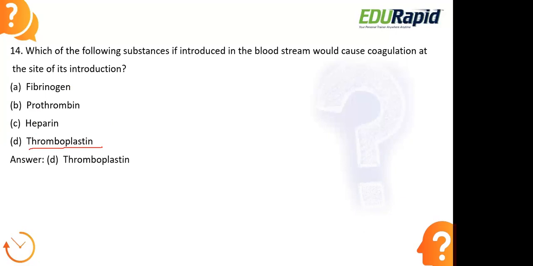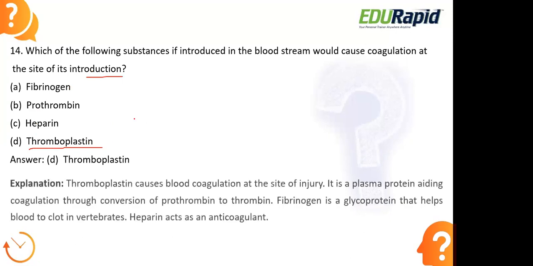When thromboplastin is introduced into the body, it will start blood coagulation at the site of its introduction. Thromboplastin is necessary to convert prothrombin into thrombin. Thrombin is the one which takes part in and aids the coagulation process in animals. To coagulate the blood, that is the clotting factor, thromboplastin acts as a catalyst.